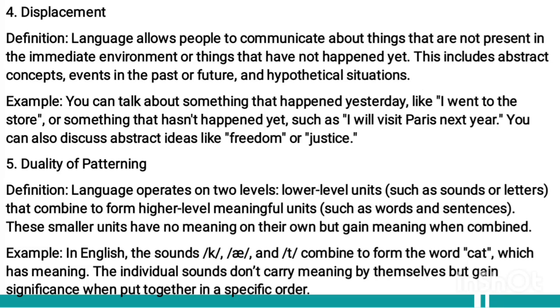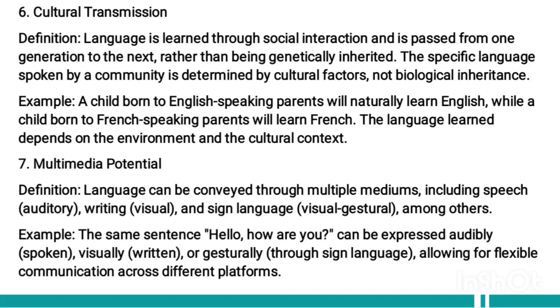For example, in English, the sounds k, a, and t combine to form the word cat. These sounds do not carry meaning, but when arranged in a specific order, they form a word that represents a particular animal. This dual-level structure is what allows language to be both simple and complex at the same time.